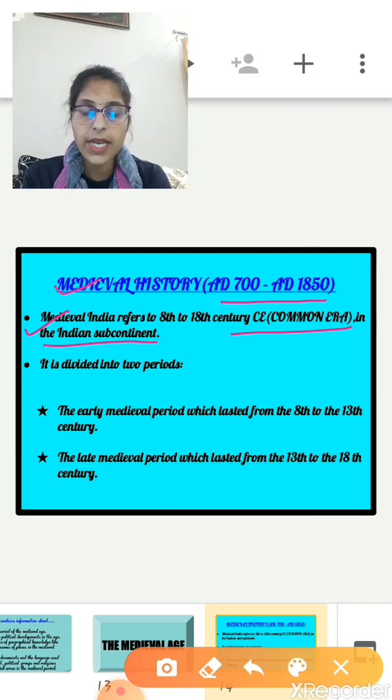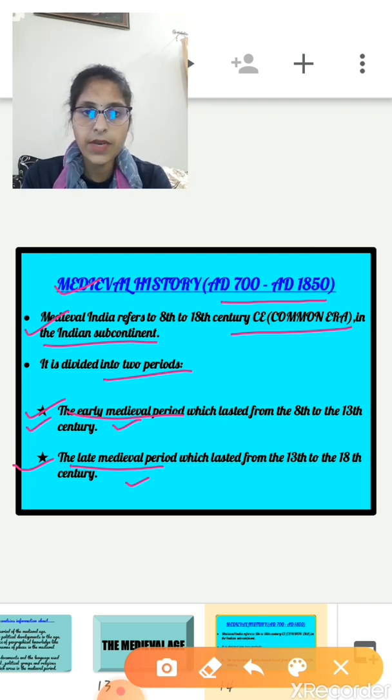Now, medieval history was quite long, so that's why it is divided into two periods. The first one is the early medieval period and the second one is the late medieval period. Clear? So let's start with the early medieval period.